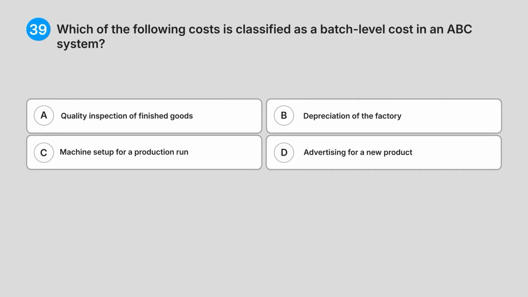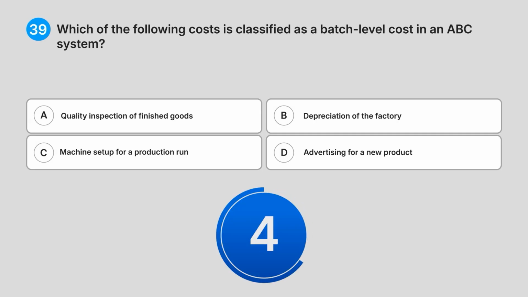39. Which of the following costs is classified as a batch-level cost in an ABC system? A. Quality inspection of finished goods. B. Depreciation of the factory. C. Machine setup for a production run. D. Advertising for a new product. Can you guess the answer?